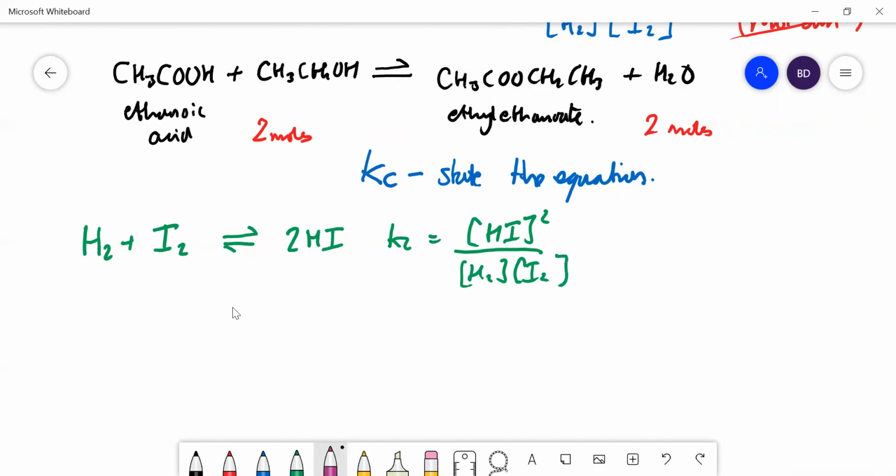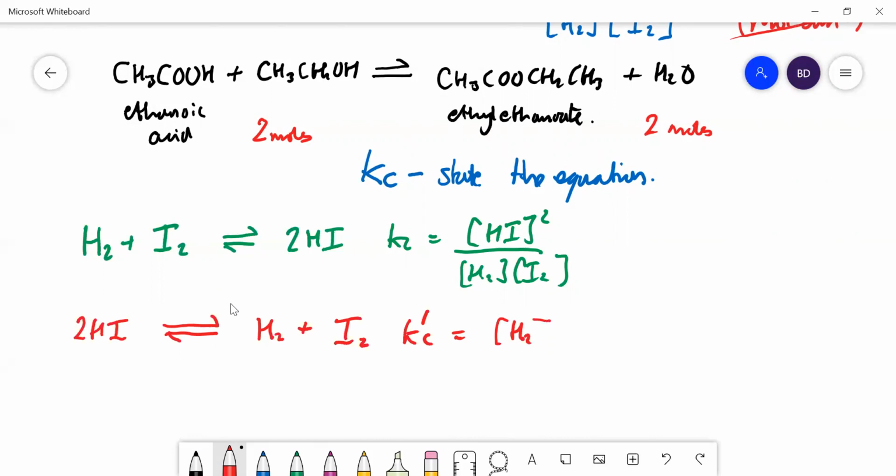But because it goes backwards, there's nothing to stop somebody else from writing it this way around. They could write 2HI decomposing into H2 and I2. In that case, Kc, let's call it Kc dash, would be equal to the concentration of H2 times the concentration of I2 over HI.